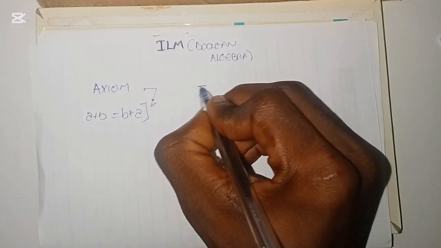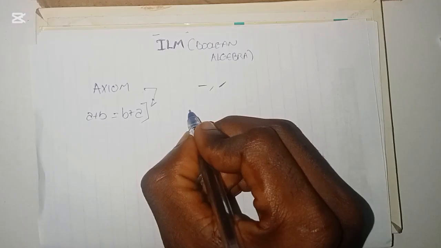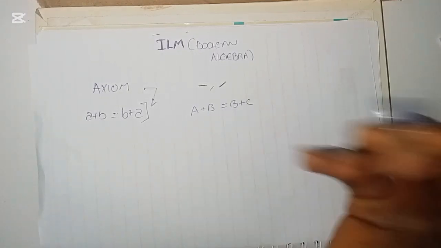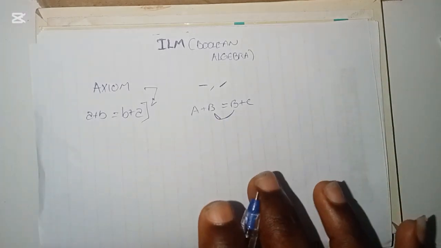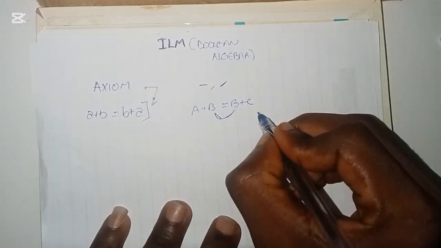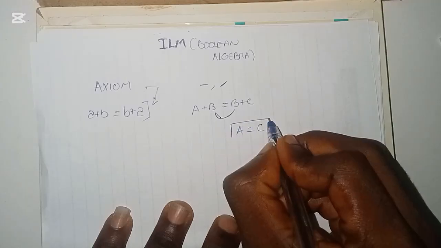I want you to also know that the arithmetic operations of subtraction and division do not exist in Boolean algebra, and I'm going to show you how. So we have a plus b equals b plus c. We know that b is equal here. In normal mathematics, we know that from this equation, a must necessarily equal c.